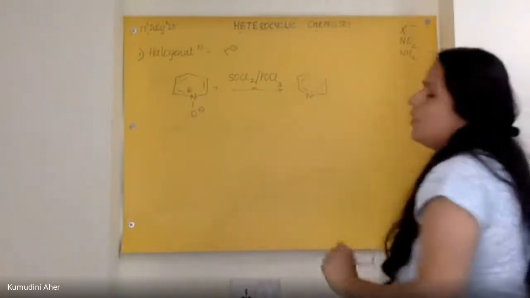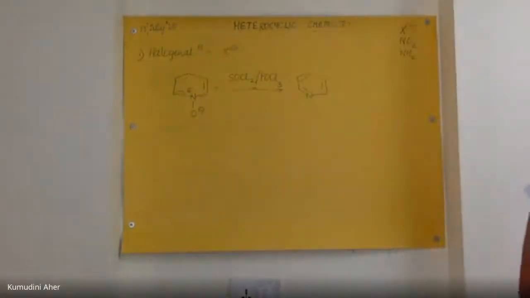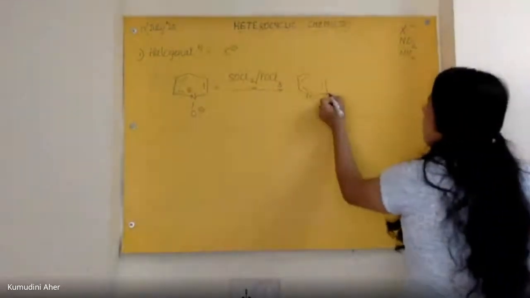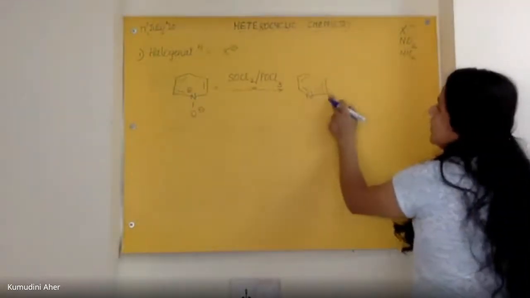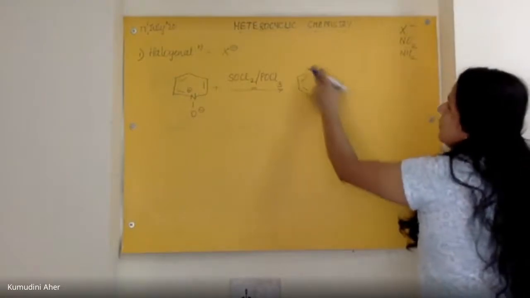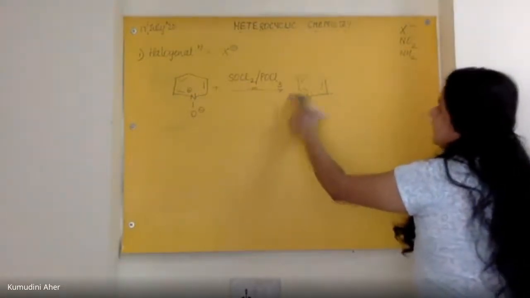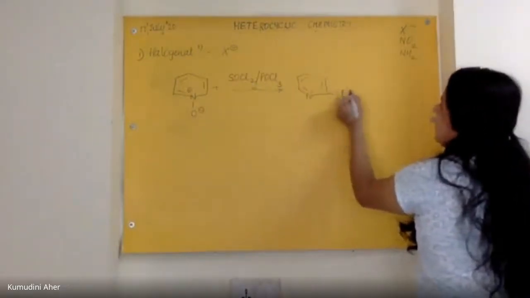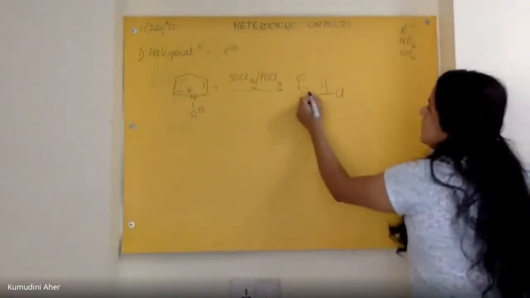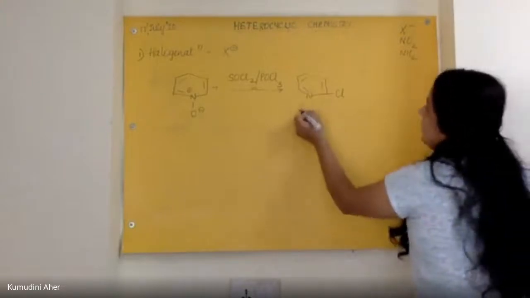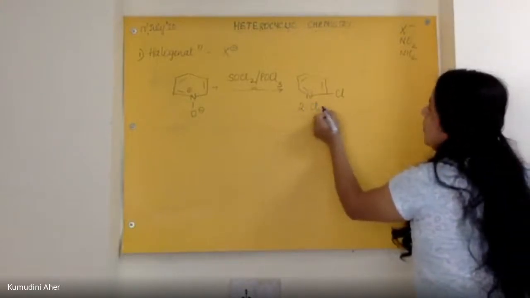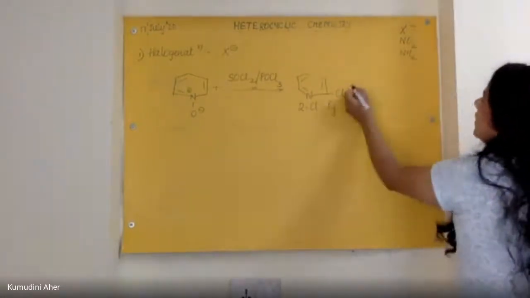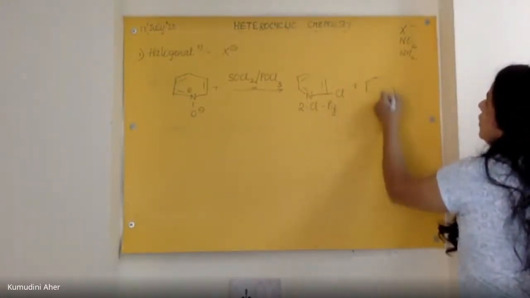pyridine. Now, I have told you yesterday that there are few positions which are more susceptible for electrophilic substitution. Position number 2, position number 4, and position number 6. So, you are doing halogenation, your Cl will be joined over here. This is your pyridine. So, this is called 2-chloropyridine.